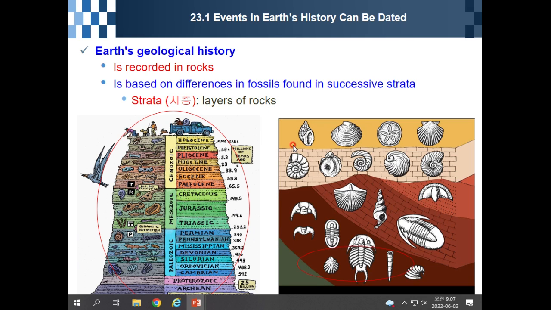Okay, so this is at the bottom. This is the oldest one, and the second one is the second oldest. This is the third oldest one. This is the fourth oldest one, and this is the current one.